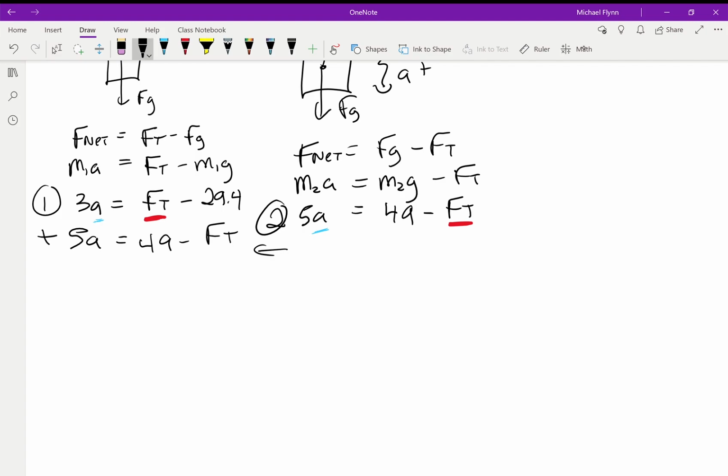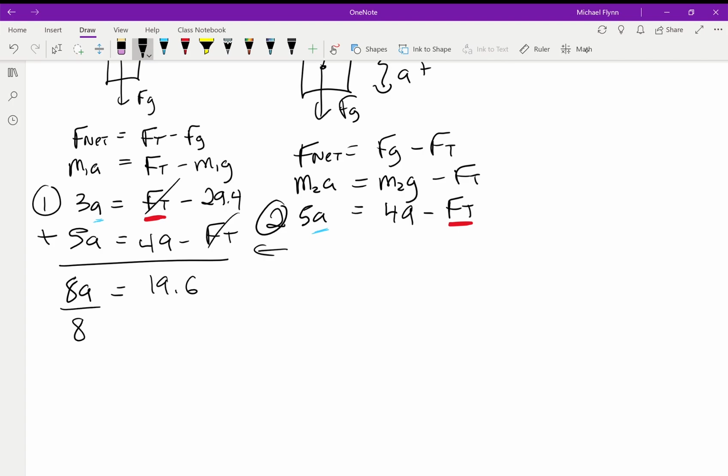Now if I add those two things together, I notice that my tension goes away. Okay, so I'm using the process of elimination. I get 3a plus 5a is 8a equals, tension's gone, 49 minus 24. I'm subtracting because 29.4 is negative, right? Okay, so 49 minus 29.4 is 19.6.